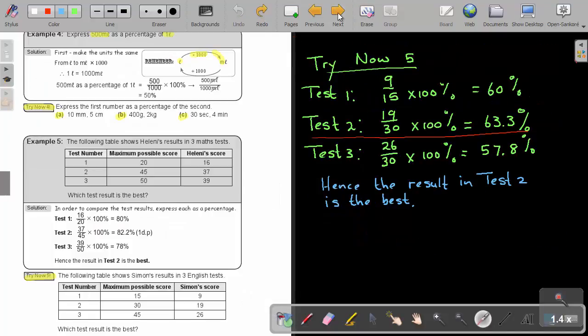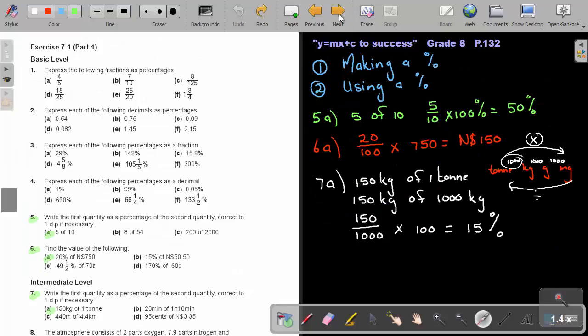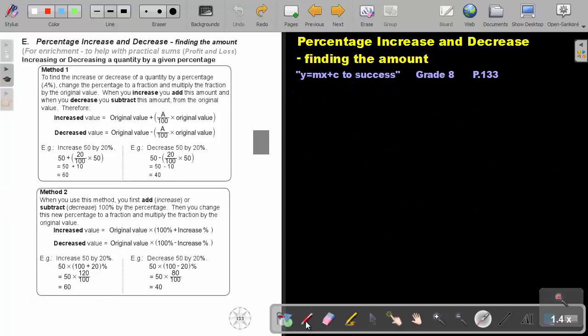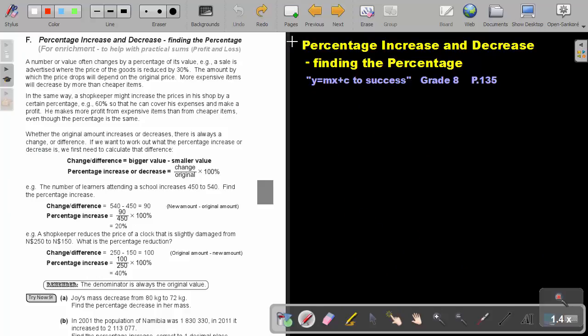So there was 1, there was 2, and then we just classify. And now maybe we can just call this one, the previous was number 3. Okay, and now we are at the 4th type of percentage sums. Okay, now we can start with that in mind. Percentage increase and decrease, finding the percentage.